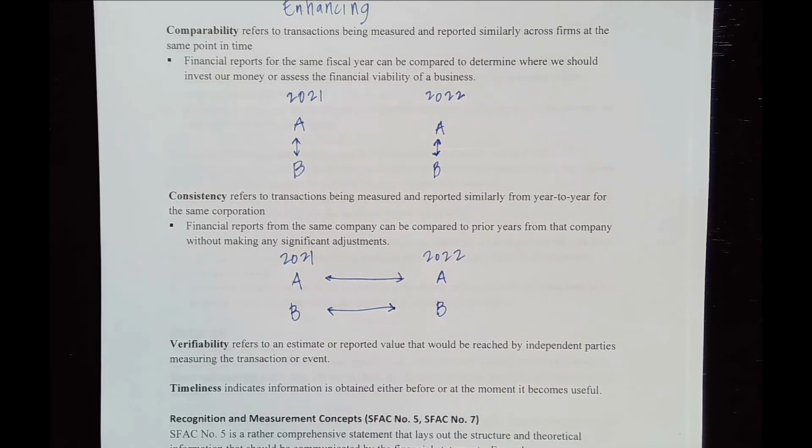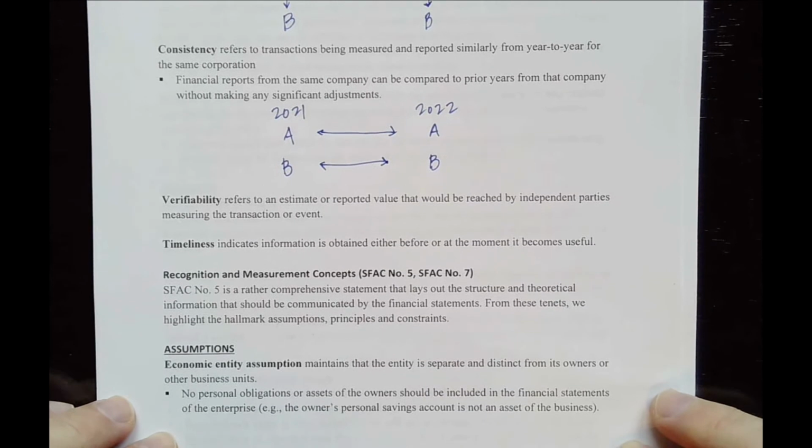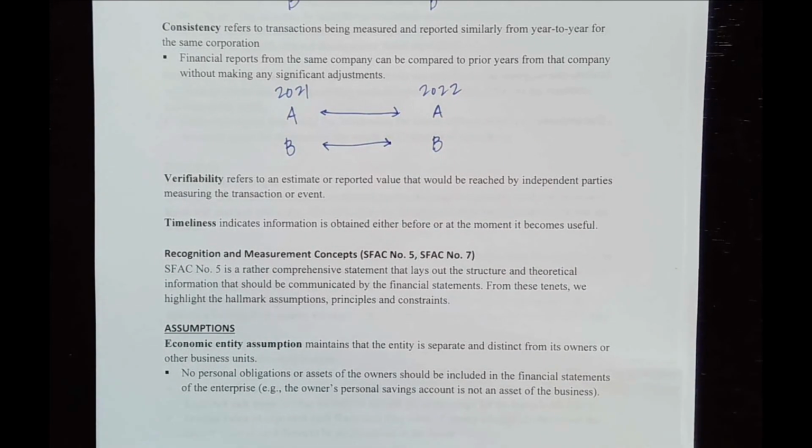The other two are verifiability and timeliness. Verifiability, interestingly, about 5, maybe even upwards to 7 or 8 years ago, it's hard to tell sometimes now, there was a switch. Verifiability used to be a primary characteristic. It was called reliability. But now it's been bumped down to an enhancing characteristic, and faithful representation has been promoted to a primary. So these things do evolve a little bit over time as new things are given importance and as our economies evolve.